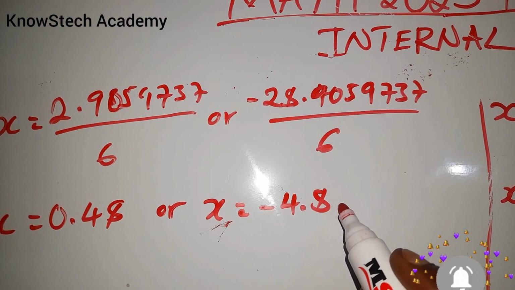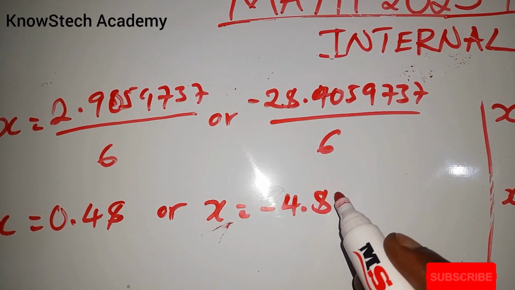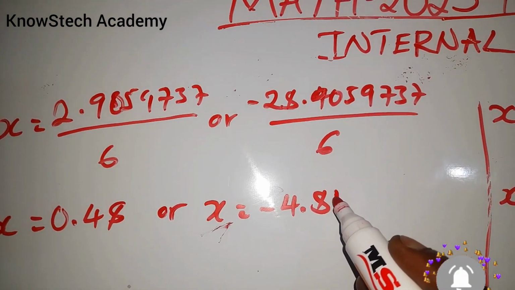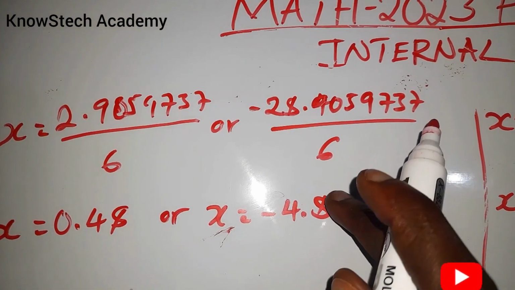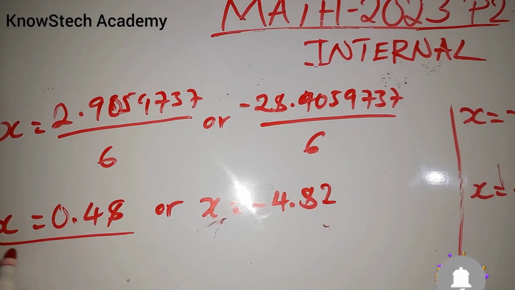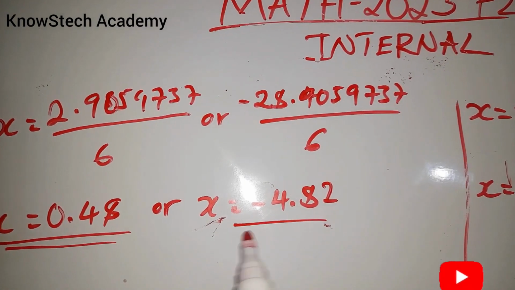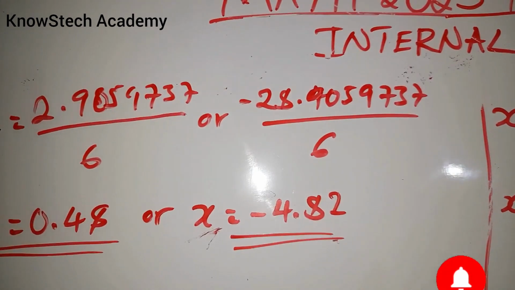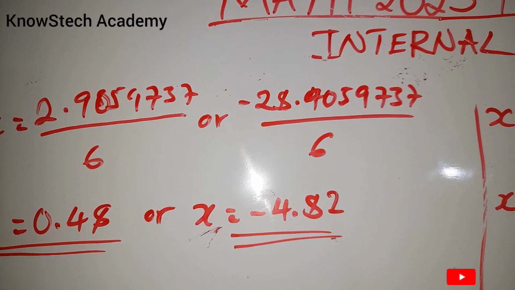After 8 there is 1. 4.81. After 1 there is 7. So you add 1 to this one to make it 2. Okay, rounding off to 2 decimal places. So these are the answers to the quadratic question that we are given.